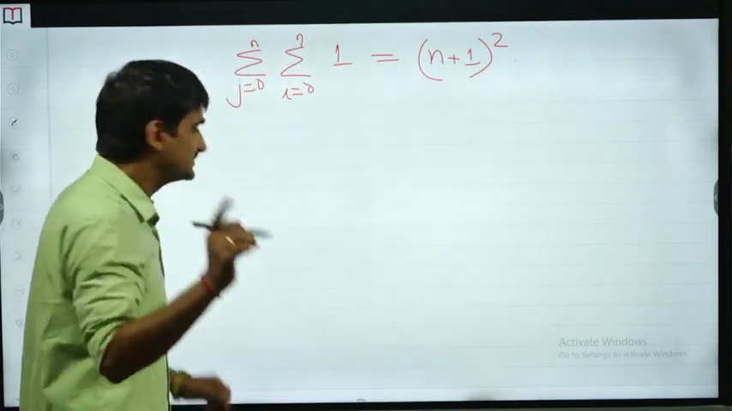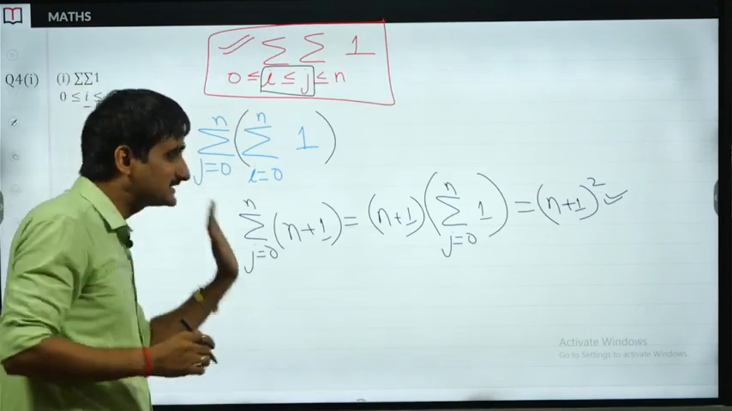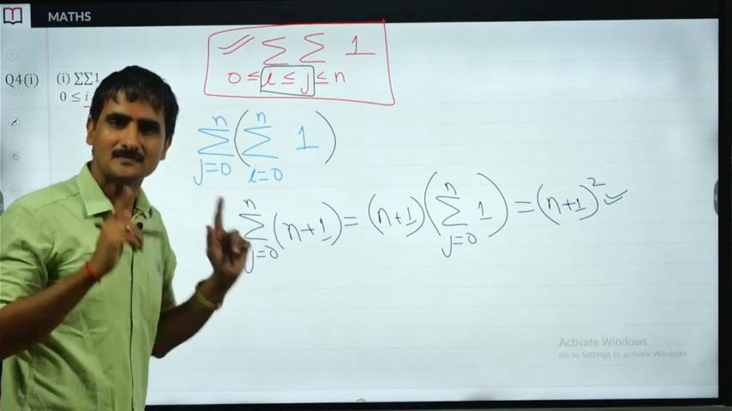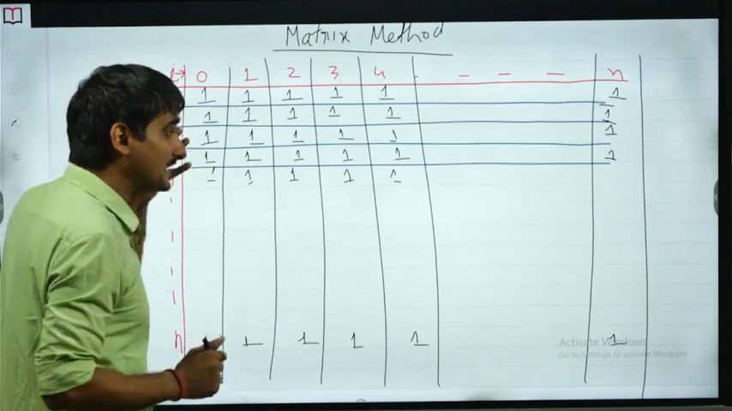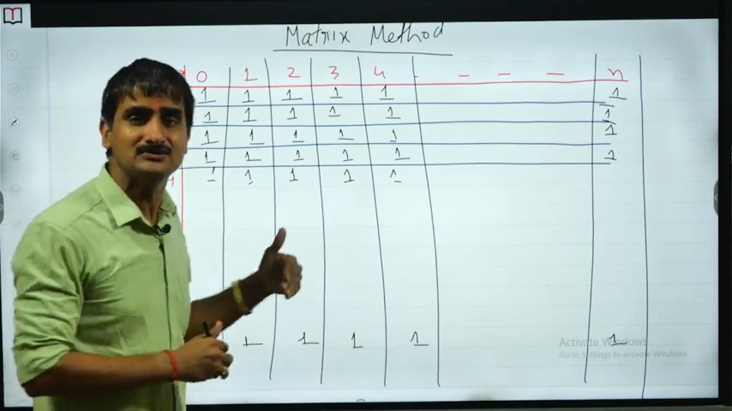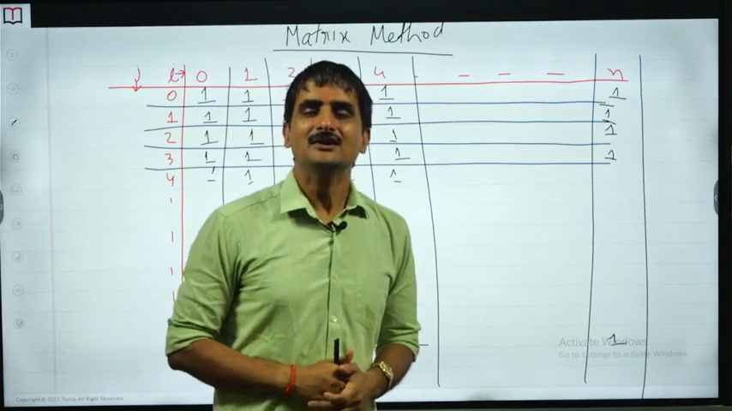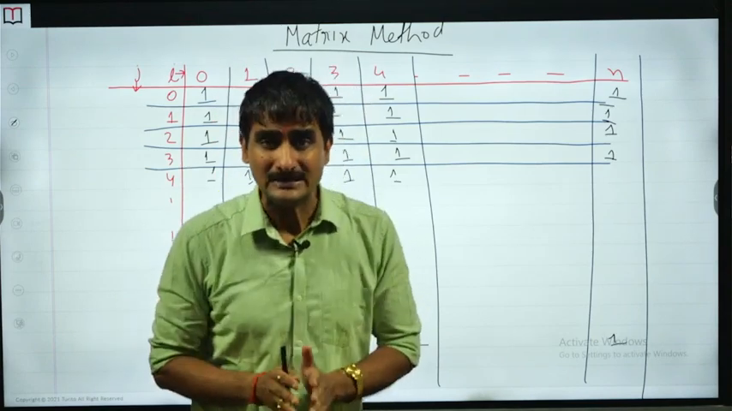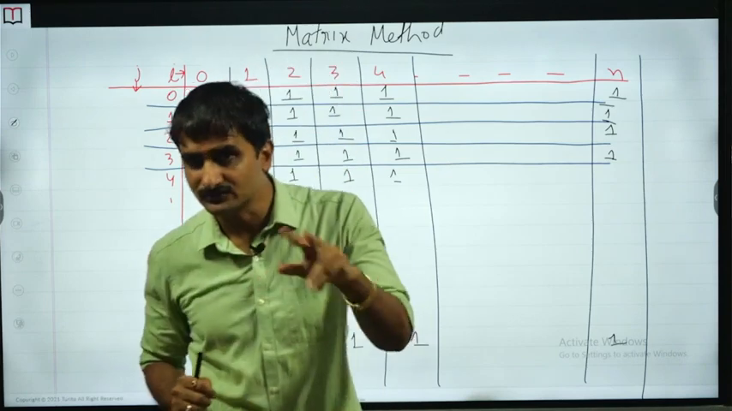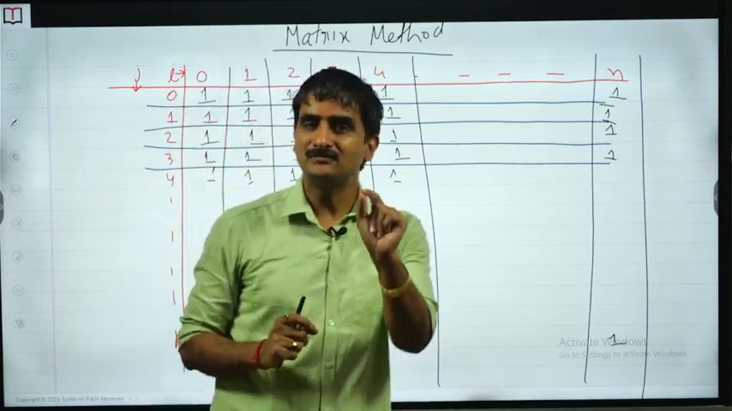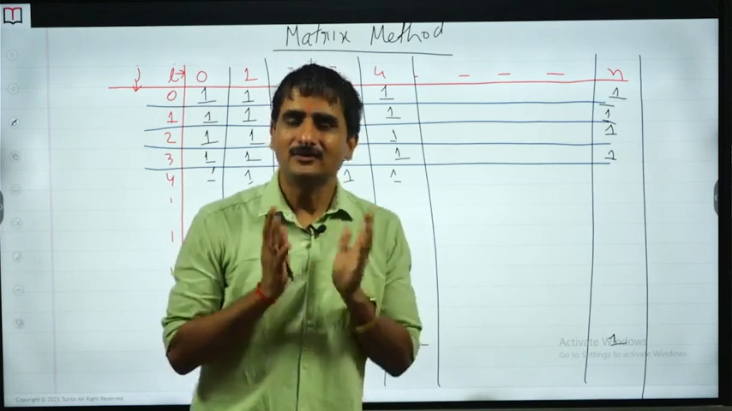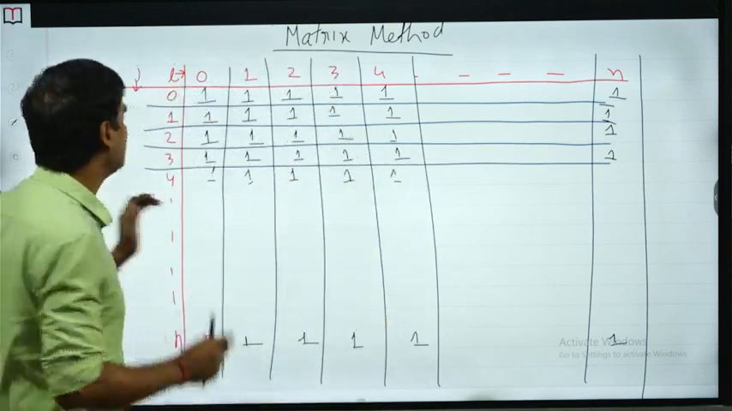Am I clear? That's why I just quickly solved this separately, so that you can match it with this one. So how many times do you have 1? You have n plus 1 square times 1. Okay, so the double summation of 1 when i goes from 0 to n, j goes from 0 to n is n plus 1 whole square. Okay, now let's come to the question.